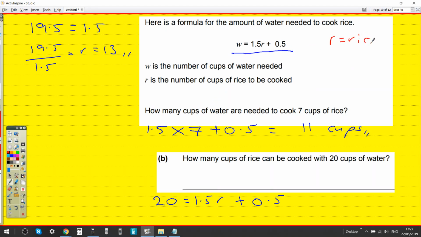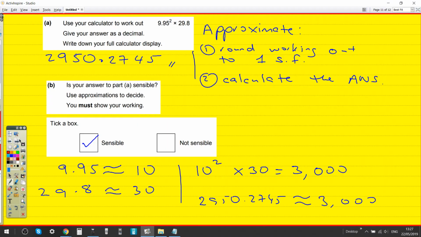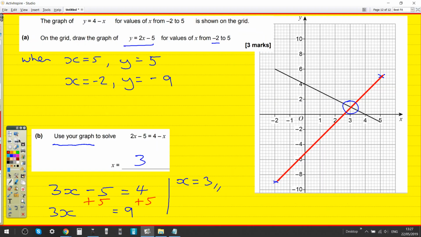R is the rice, W is the water, and so just underline the keyword. That one is the rice, that one is the water, and so for this one R is 7, for the other one W is 20. Sure. And you're good for solving. Approximate, yes, it's the working out that gets rounded to one significant figure. Right. Not the final answer.